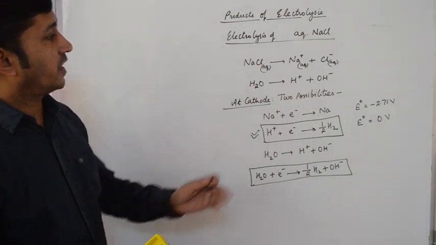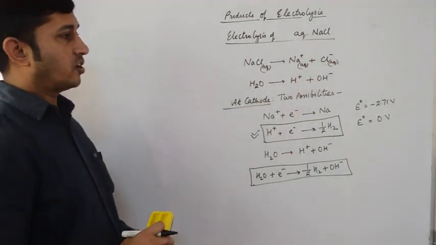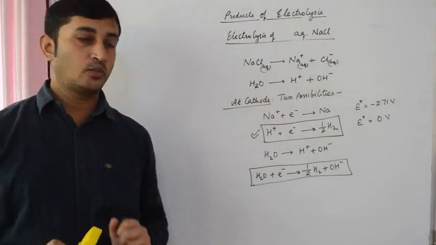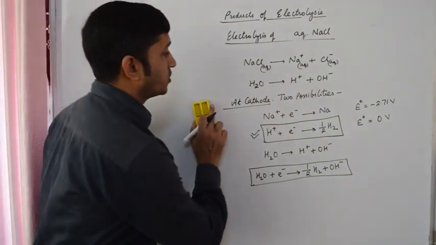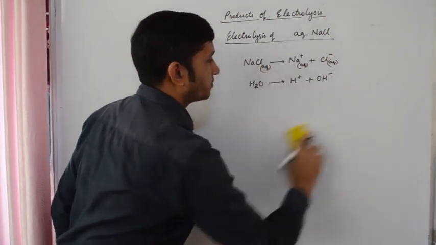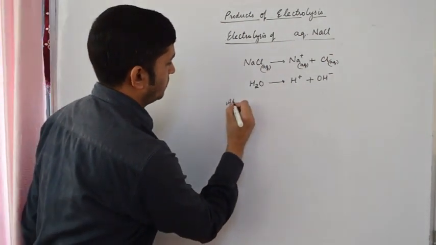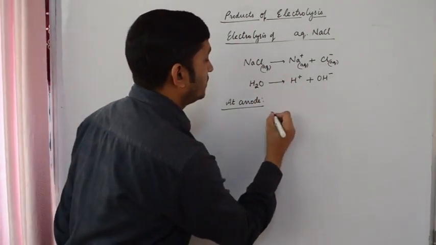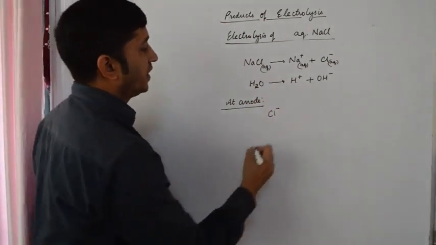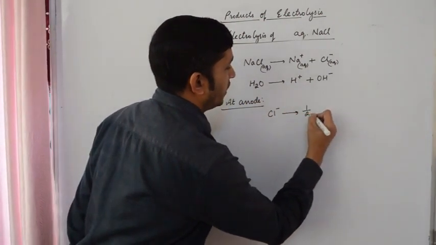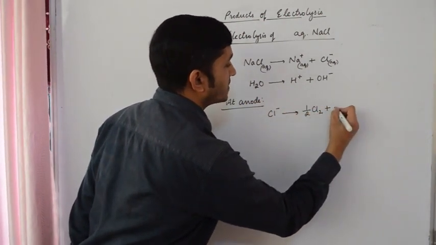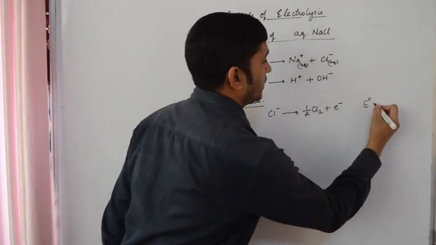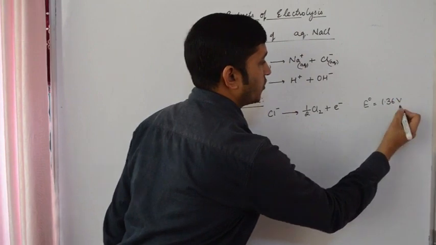Now let us see the anode. For the anode also there are two possibilities. Here chloride ions are there, and OH minus ion is there. So here also there are two possibilities at the anode. At the anode, either chloride ion will get oxidized to give chlorine gas. Here the electrode potential is 1.36 volt.